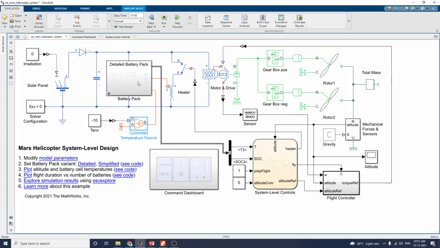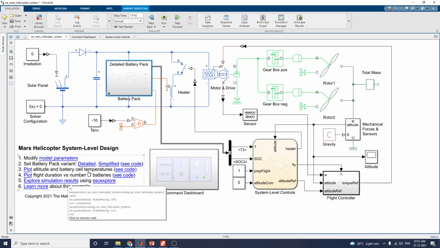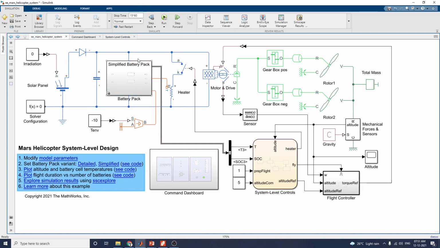We discussed the detailed battery pack before. Here you can choose the detailed battery pack, and another option is the simplified battery pack. How can we select the simple one? Just click here and you can get this. You can see the simplified battery pack and the detailed pack. If you select detailed, it will select the detailed battery pack.